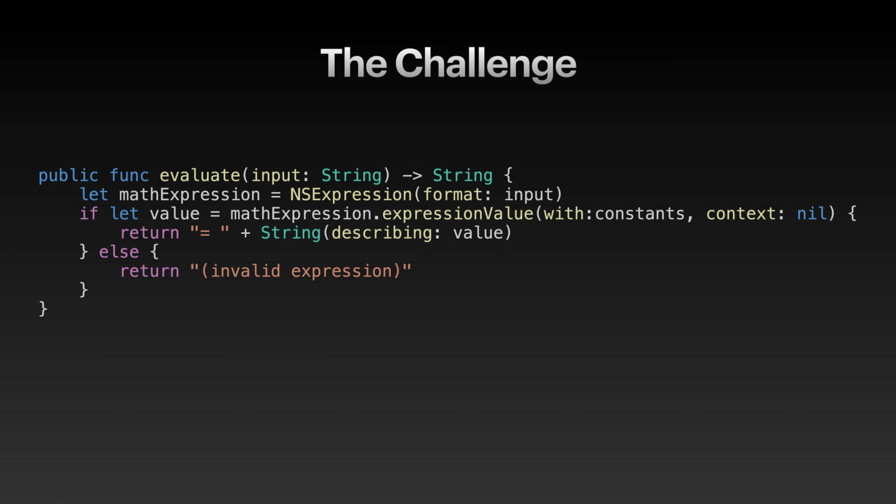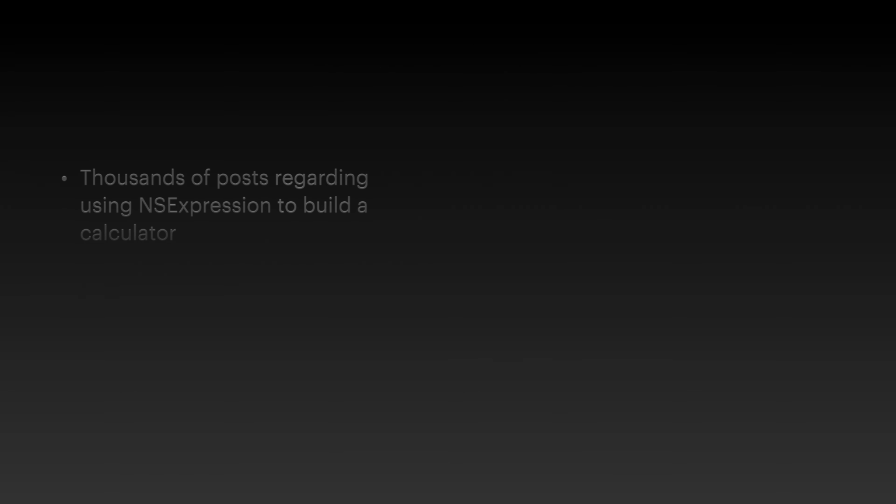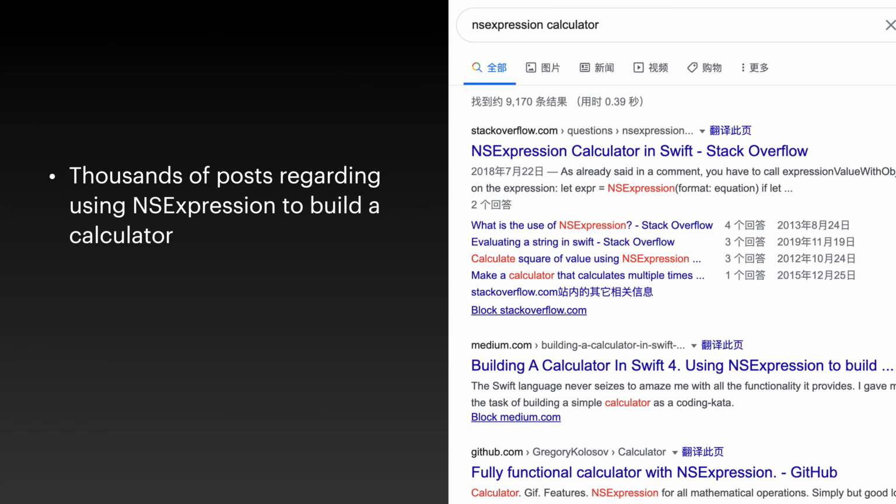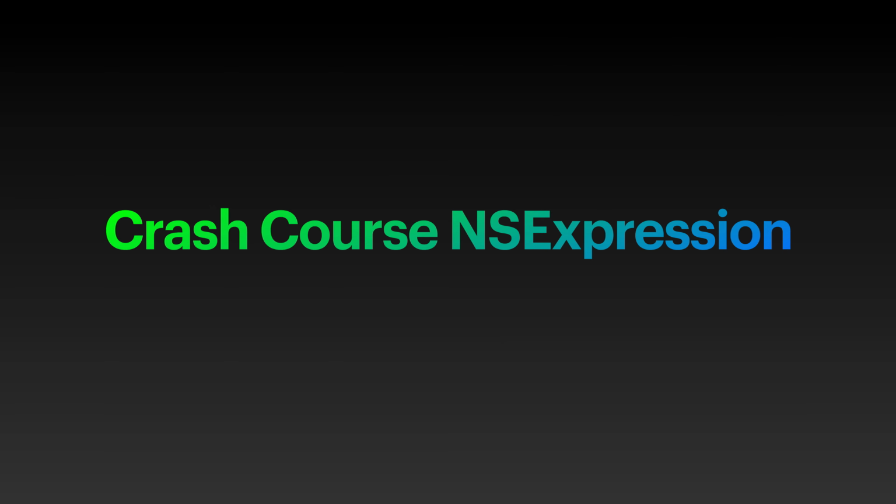The core logic of this app is quite simple. It takes the user input from the URL scheme, creates an NSExpression, then prints the result. It seems totally reasonable, because there are like 10,000 posts saying how to use NSExpression to build a calculator. Can anything go wrong with it? Let's take a crash course.